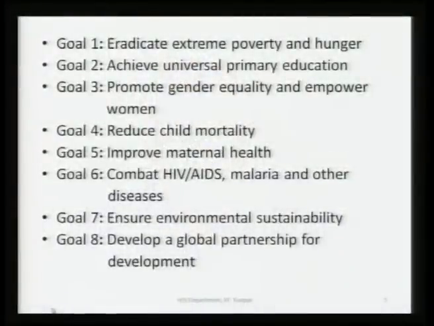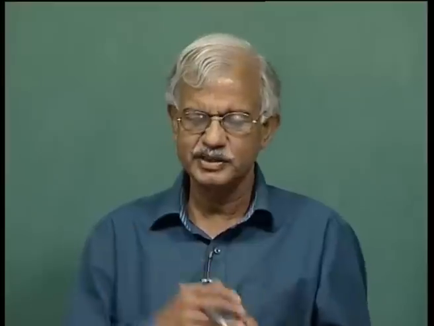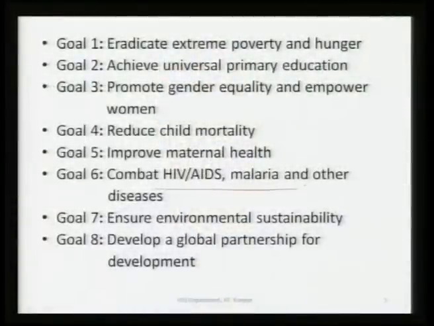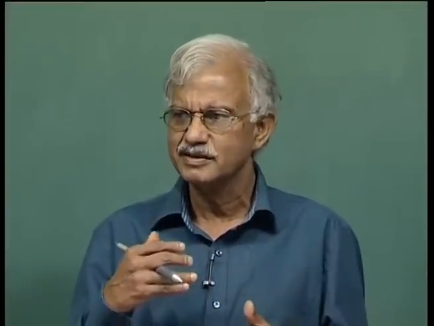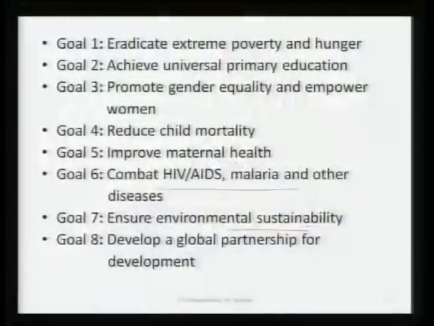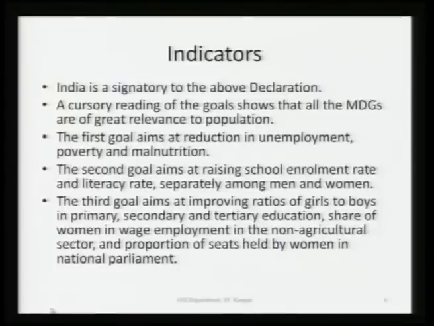The first goal is mostly economic, poverty. In sociology, we are more concerned about social goals or goals of social development: education, gender equity, child mortality, maternal health, and demographers would be particularly interested. Epidemiologists and demographers will be particularly interested in HIV/AIDS, malaria and other diseases. Then there is something about environmental sustainability, and then global partnership: international, bilateral coalition, public-private partnership, United Nations organizations, multilateral, international state organizations.